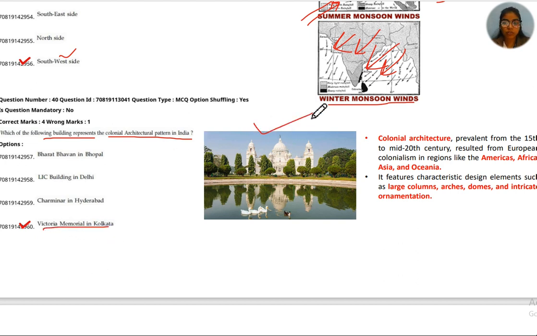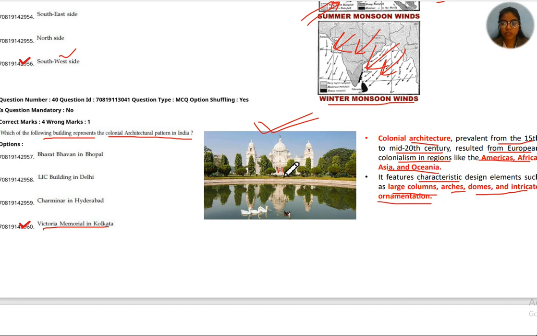Okay, so this is the image of the Victoria Memorial in Kolkata. Colonial architecture, fine, prevalent from the 15th to mid-20th century, resulted from European colonialism in regions like the Americas, Africa, Asia, and Oceania. Fine. Now, look at its architectural features. So it has large columns, arches, domes, and intricate ornamentations.